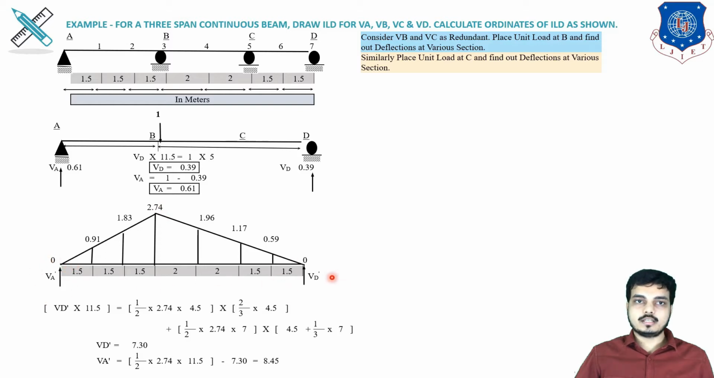And then we will be finding VA dash and VD dash. So for that we will be using this triangle as a load. Then after finding VD dash and VA dash, we will be finding the deflection at each and every point. So point 1, point 2, point 3 with respective distances.